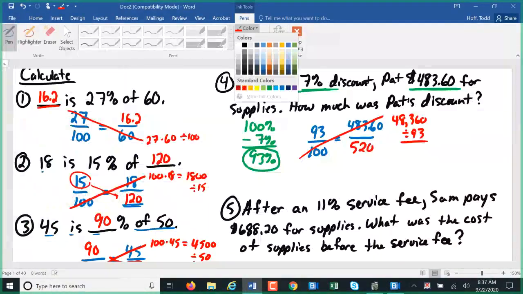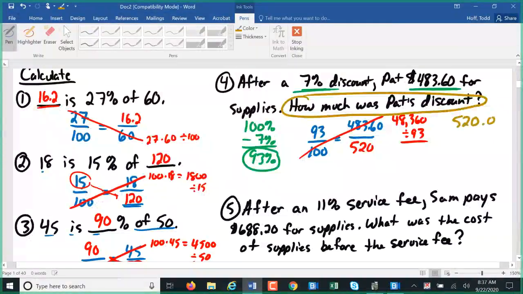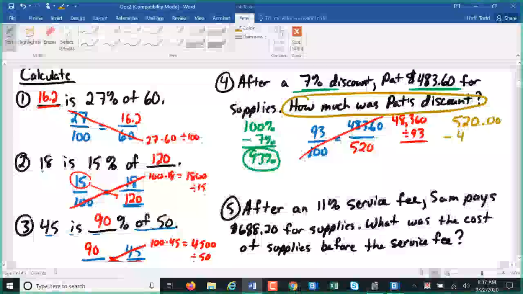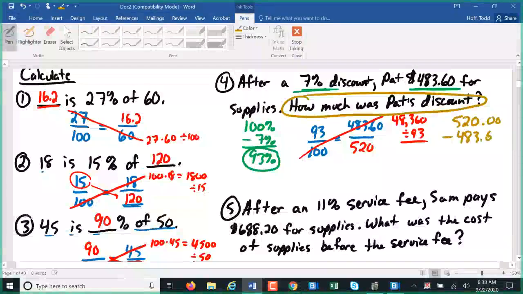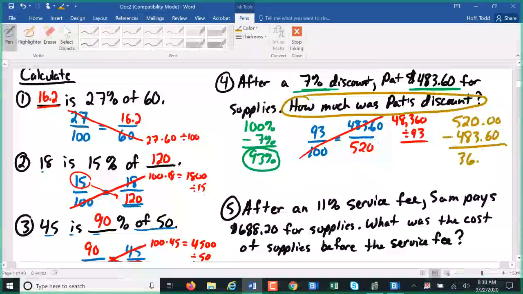That's our base amount. Now we have to make sure we've answered the question. The question here is, how much was Pat's discount? So to find that, we go back to that original price, the $520. We subtract what Pat paid, $483.60, and we are going to get $36.40. That is the amount of Pat's discount.